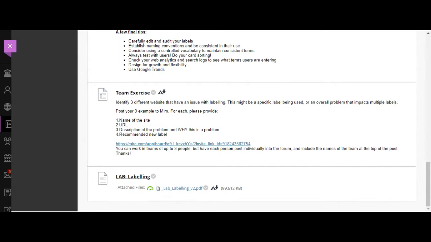You can work in teams of 2 to 3, but each has to post individually into the forum and include the names of the team at the top of the post. Thanks. So I have shared the link. You can click on it, and I can see that you're already there. So I'm going to create the breakouts so you can work in teams.